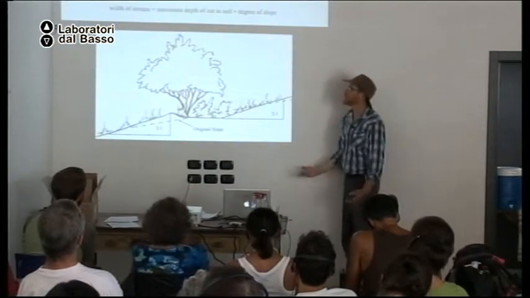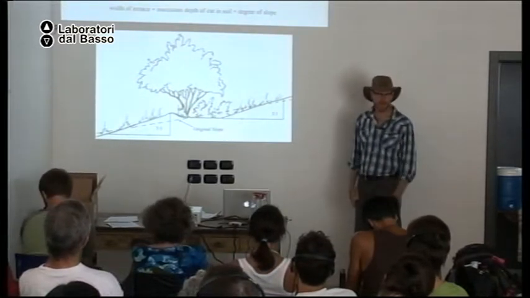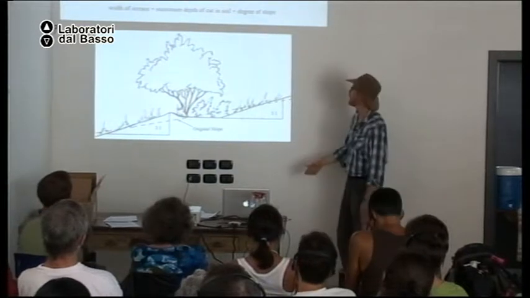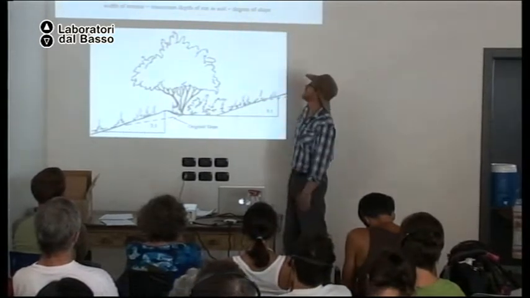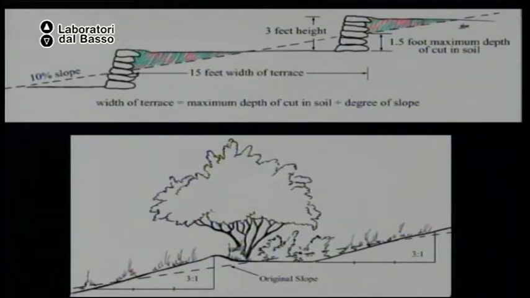Again, I feel kind of stupid talking about terraces to you all, but if you want the info, this is a calculation you can use that determines how far you should space the walls from one another. So, the width between terraces equals the maximum depth you can cut into the soil divided by the degree of the slope of the land. If you like math, you can use it. If you don't like math, don't worry.